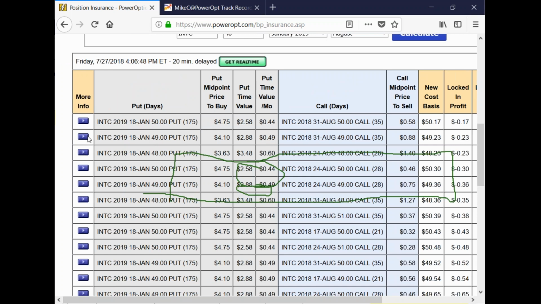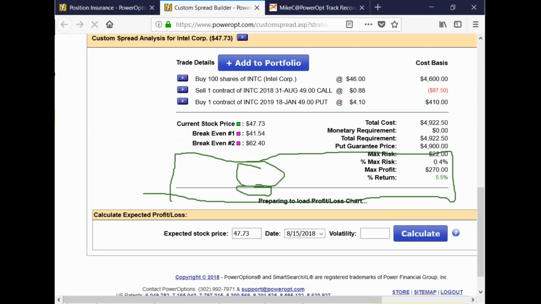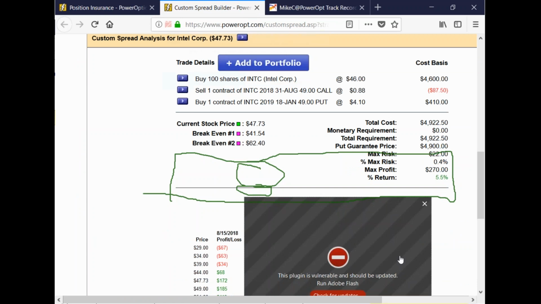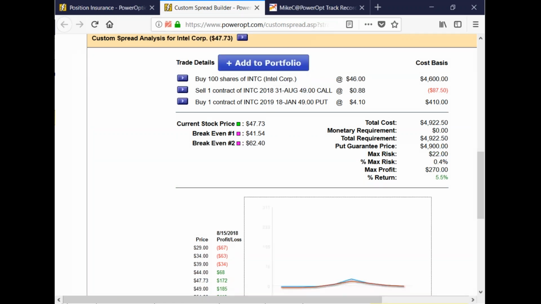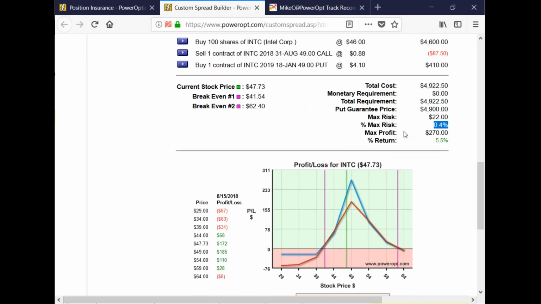And let's go with the 49s. I'm going to go with the January 49 put and selling the August 31st 49 call right now for 88 cents. That's 35 days out in time, probably longer term than I've heard you usually mention in other questions on the webinar. But let's go to that profit and loss. Oh, sorry, folks. There we go. So this would be a collar now with a low risk of about 0.4%.